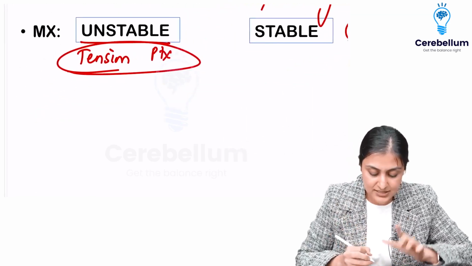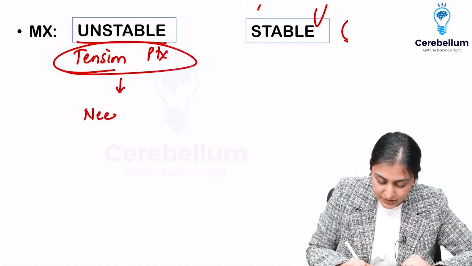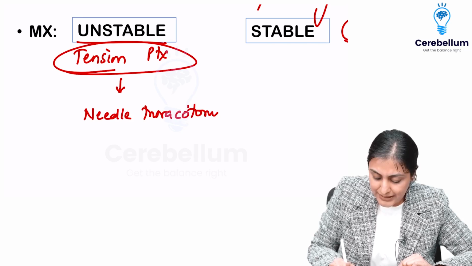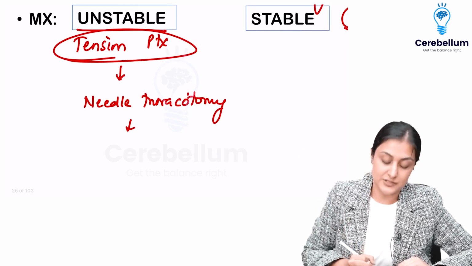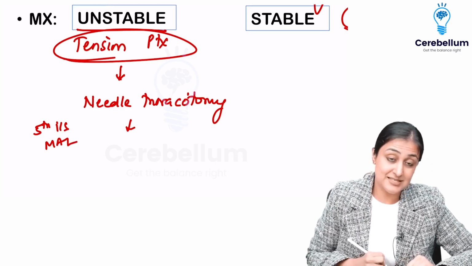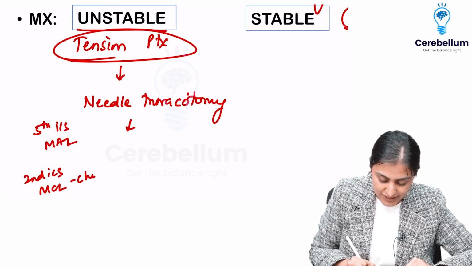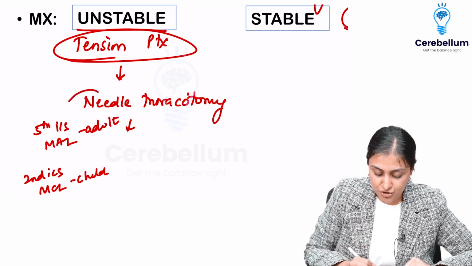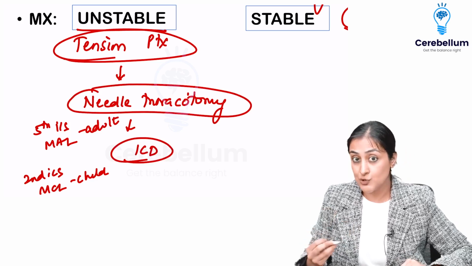That's the first learning point. What do you do next? So when your patient is unstable, what you have to do is put in a needle. So needle thoracotomy is what you are going to do next. You're going to put a wide bore needle in the 5th intercostal space, mid-axillary line in an adult, and a 2nd intercostal space, mid-clavicular line in a child. Okay, so this is where you're going to put your needle. You don't just stop there. You're going to then go ahead and put an intercostal drainage tube.